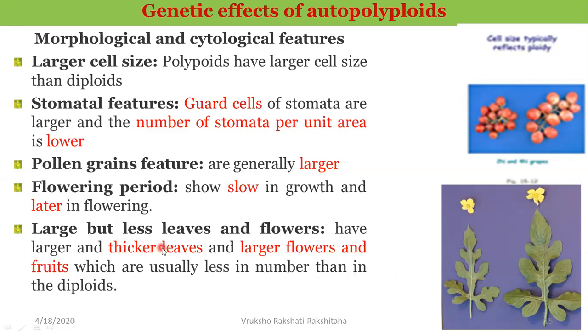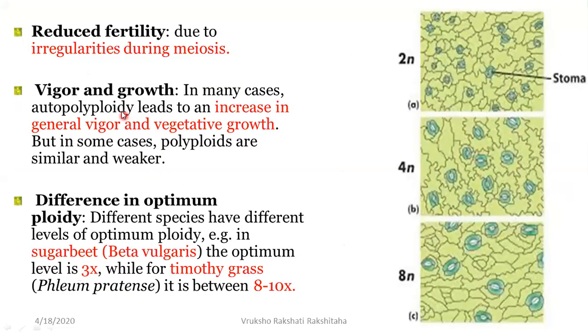So these autopolyploids show fewer but larger leaves. The number of leaves is less, but they are larger in size and they are thicker. Similarly, larger flowers and fruits are produced, but they are lesser in number. Now about fertility. Autopolyploids show reduced fertility. That is mainly due to the irregularities during meiosis.